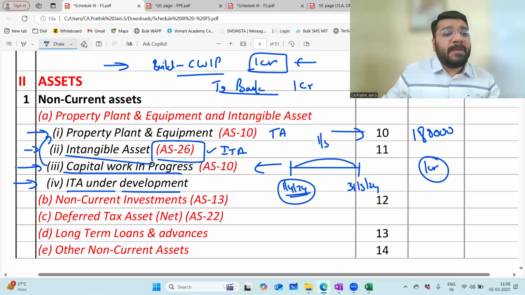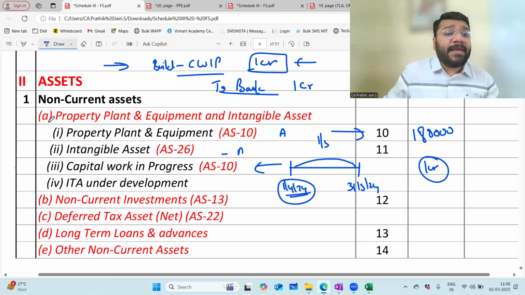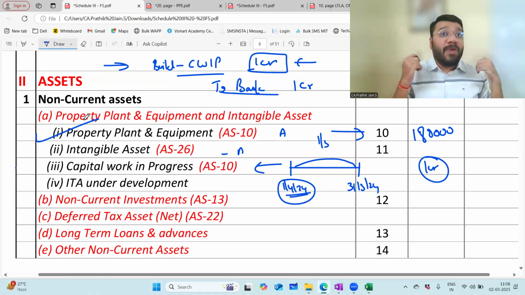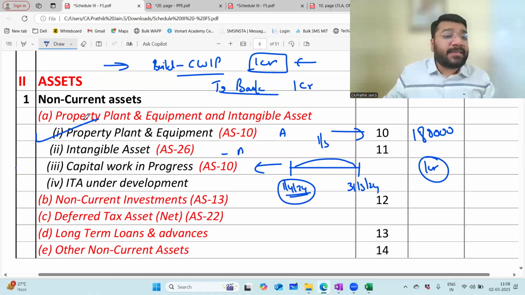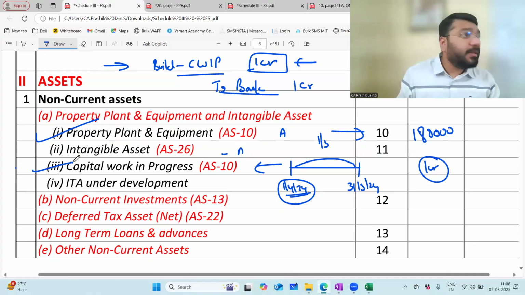Now, all of you know what PPE versus capital work in progress is. What is PPE? PPE is the complete building which is completed and I'm using it. That is PPE. The building which is half done is capital work in progress. Half work done, capital work in progress.